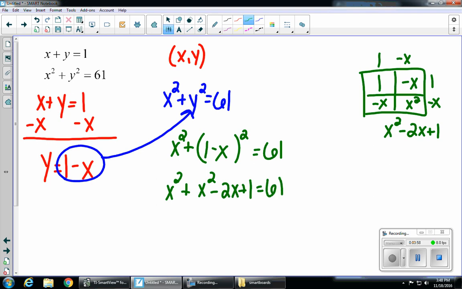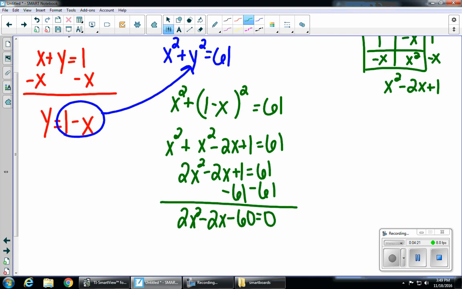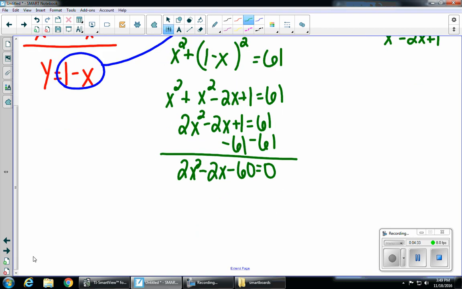On the left side, I can combine like terms: 2x squared minus 2x plus 1 equals 61. Now, I want to set it equal to 0 because whenever I see an x squared, I know I have to have it equal to 0. So I'm going to subtract 61 from both sides and get 2x squared minus 2x minus 60 equals 0. My next step is to factor. If I look, I have a GCF. All three of those terms can be divided by 2. So I'm going to factor out a 2. And then I'm left with x squared minus x minus 30 equals 0.